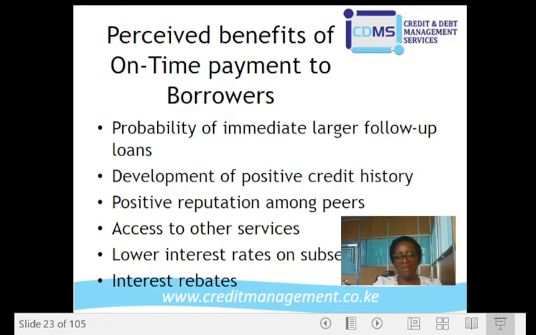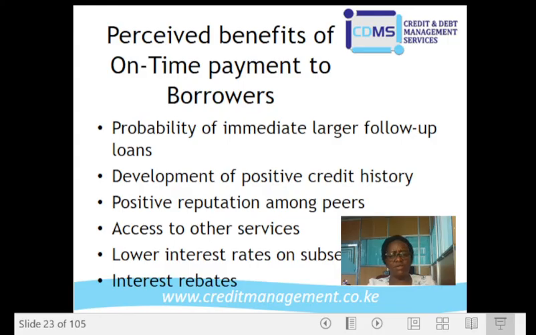Then the other one, on time payment to borrowers, they perceive the development of a positive credit history. Some are enlightened. They know when they pay on time without delay, it adds to what we call their credit scores, or their credit rating is improved with the bureau. And then the other one, they also want to have a positive reputation among peers. They want to access other services within your institution. Probably you have different types of products they would want to enjoy. So they will see that if I pay, I am going to benefit.